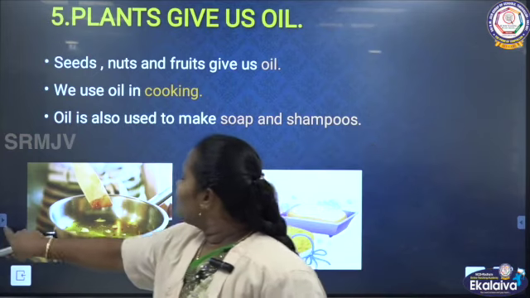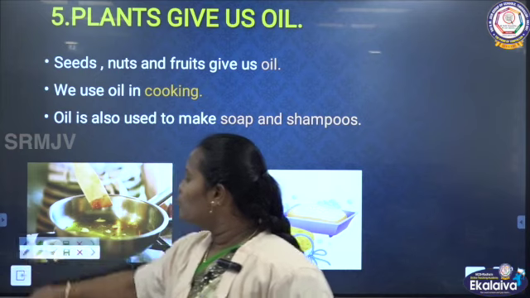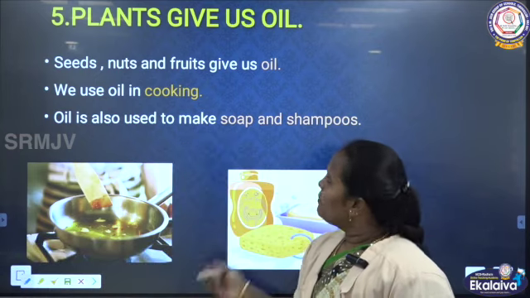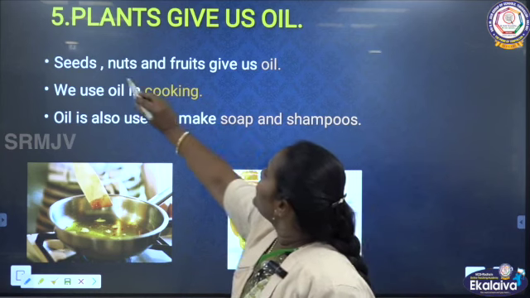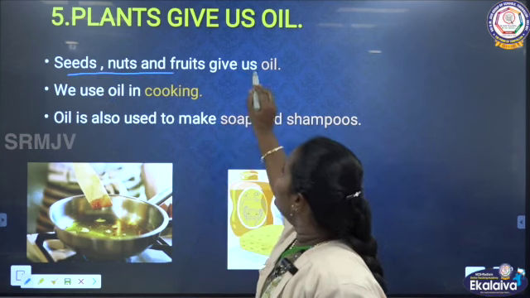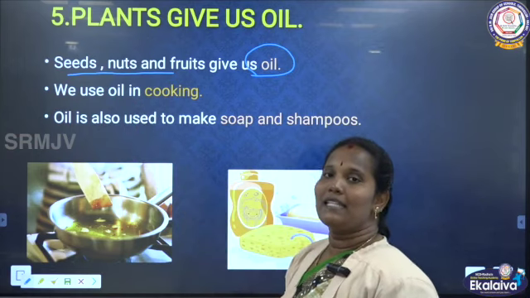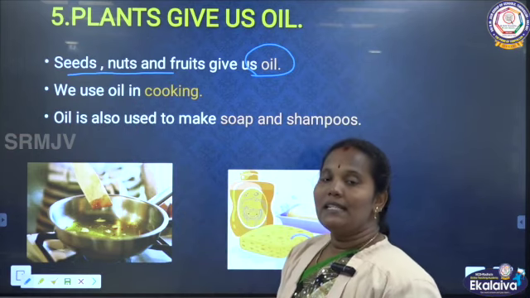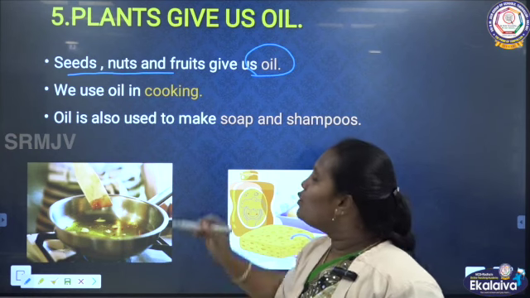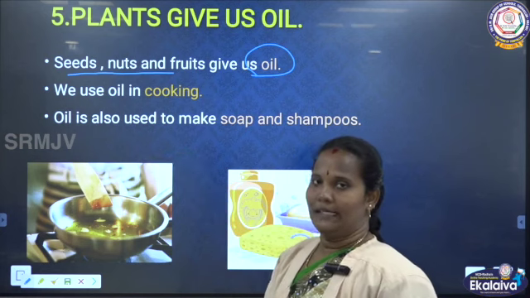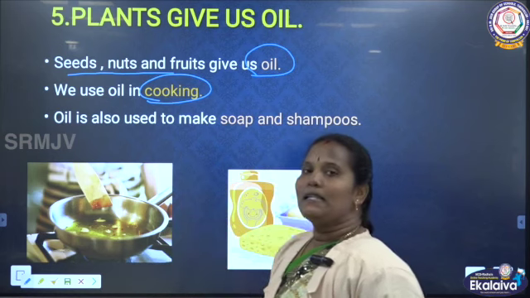Then plants give us oil. Plants give us oil. We are using many oils, no. What are the oils we are using? Many oils. These oils we get from the seed and nut parts of the plant. For example, coconut, groundnut, sunflower, sesame, mustard, many seeds like these they are using to make oil. Okay, this oil we are using for cooking and some other purposes.